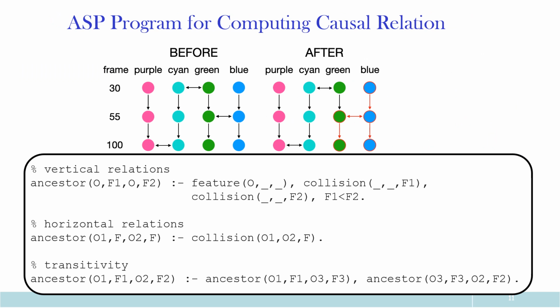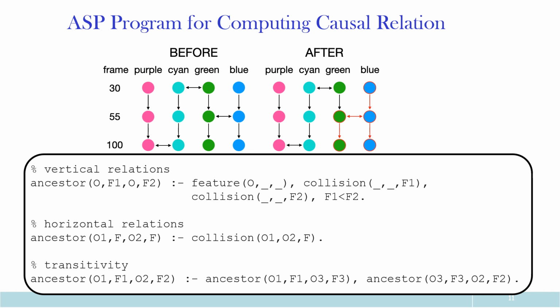Here is an example of the causal graph of the previous video, but with the brown object removed, since it does not affect anything. Each node is by default an ancestor of itself for each collision that happens. This is denoted by the vertical arrows and is represented in the first ASP rule. The horizontal connections are created when an object collides with another, making them mutual ancestors from that point on. Finally, the ancestor relation is transitive.